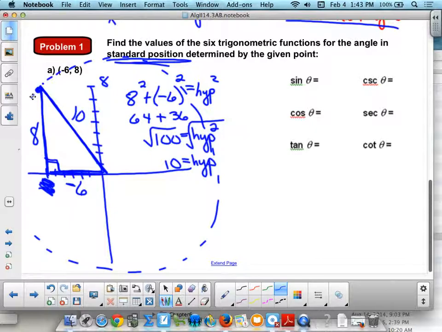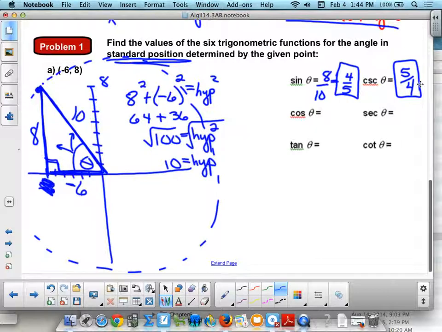Hey guys, you know what I didn't do? I never put theta in the right spot. Where is theta? Right by the origin. It's the angle right by the origin. So is she right when she says 8 over 10, opposite over hypotenuse? Yeah, 8/10, 4/5. Cosecant, the reciprocal function, is 5/4. Where did the 10 come from?